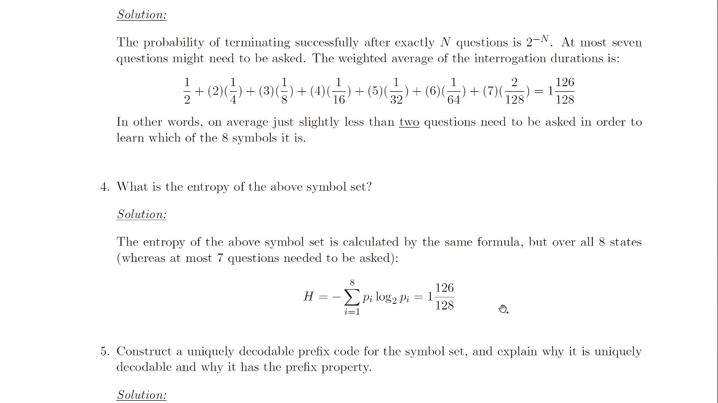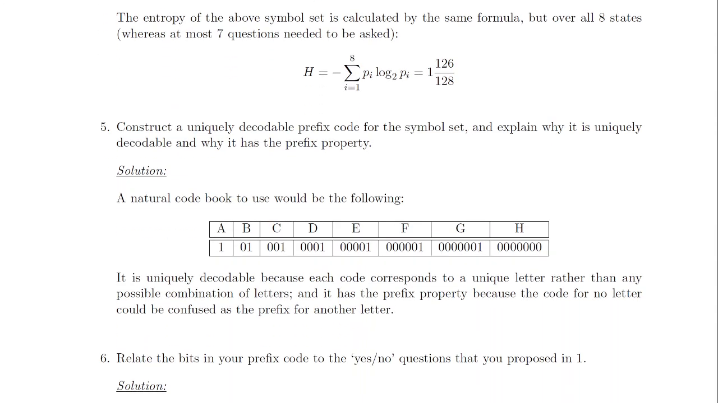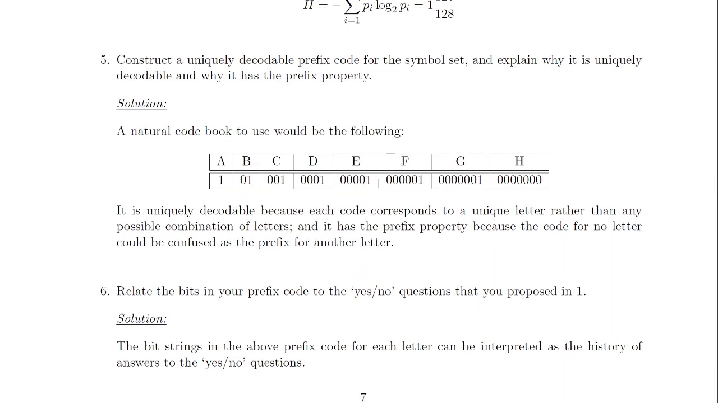And that's exactly how to approach subpart 5, construct a uniquely decodable prefix code for the symbol set and explain why it's uniquely decodable. And it has the prefix property. It's uniquely decodable because, well, it's obvious, the code for no letter is the prefix of the code for any other letter.